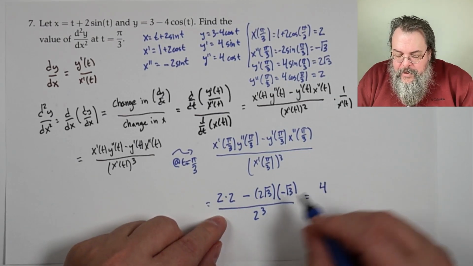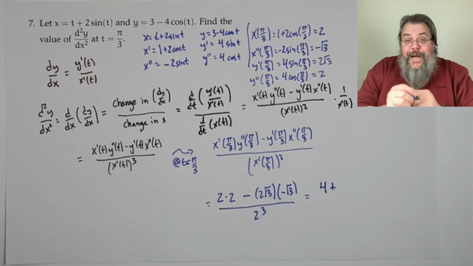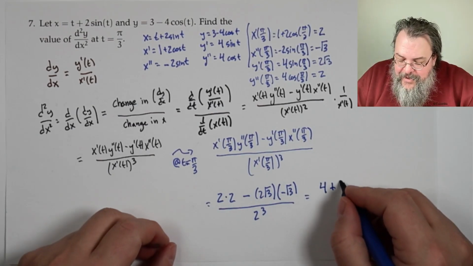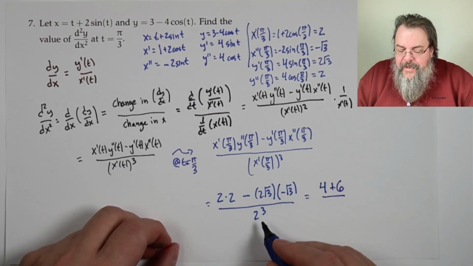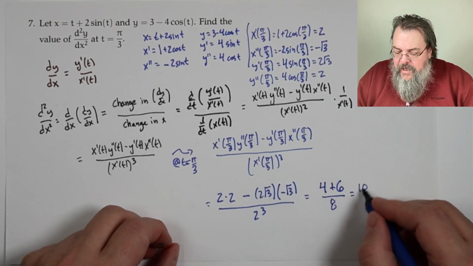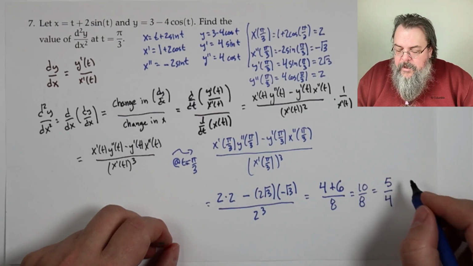2 times 2 is 4. Minus minus makes a plus. 2 times root 3 is 2 times 3, also known as 6. And then 2 cubed is 8. So this is the same as 10 over 8. Or if you like, you can divide top and bottom by 2, and you get 5 over 4.